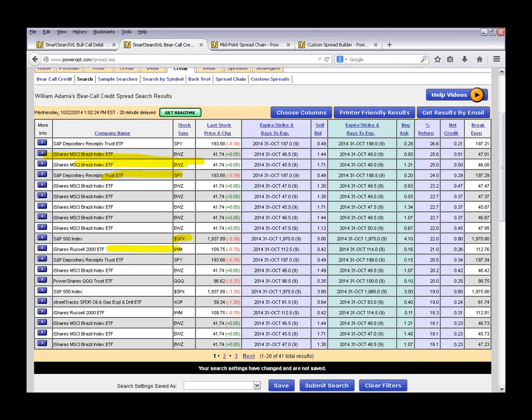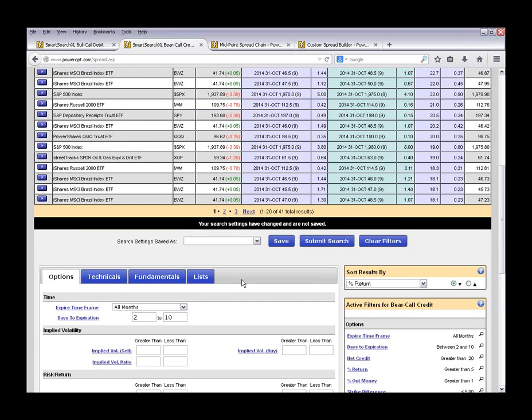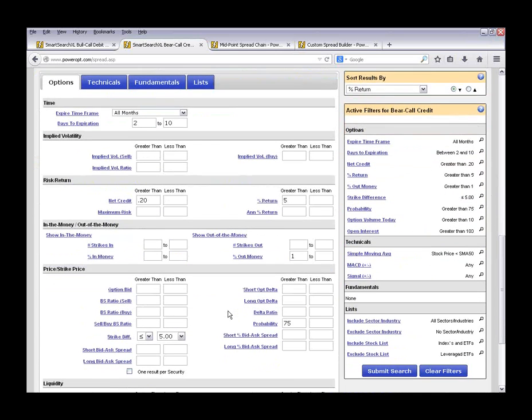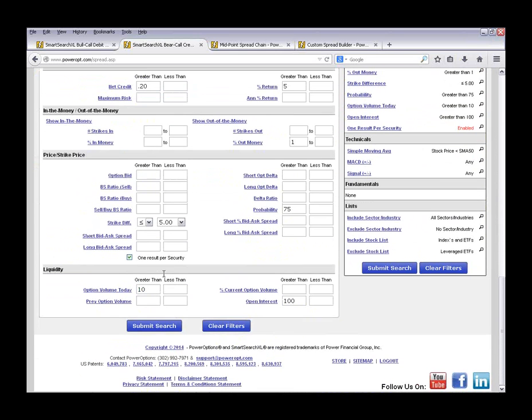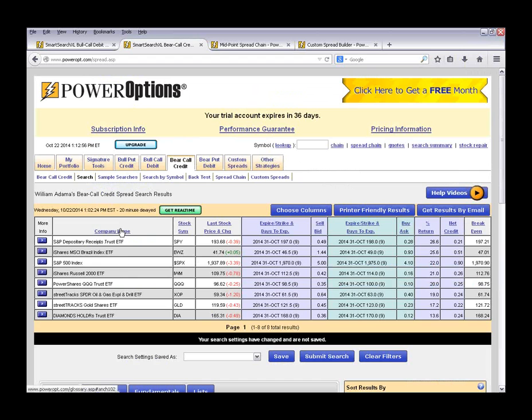Well, if you just wanted to see the one that offered the highest return, or however you chose to sort your results, do you have another filter here we can use? Down in the price strike price, you have a checkbox for 1 result per security. So let me add that and go ahead and click submit. So we still keep the spreads that we want, but it narrowed it down. So we just have the highest return SPY, EWZ, SPX, IWM, QQQ, XOP, GLD, the gold ETF, and DIA, the Diamond Holders Trust as well.